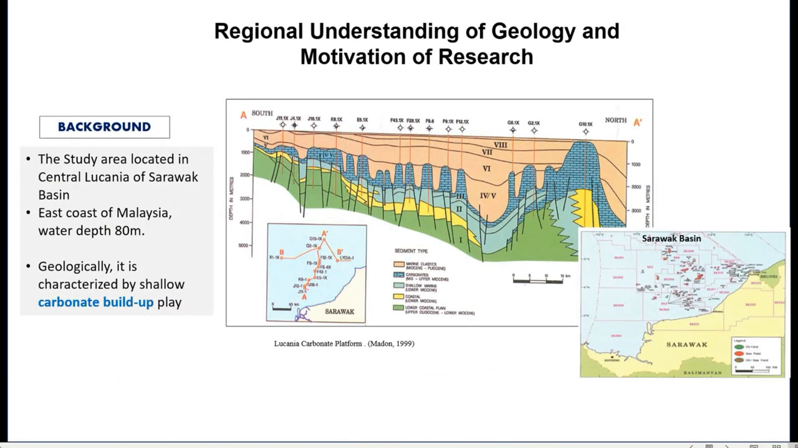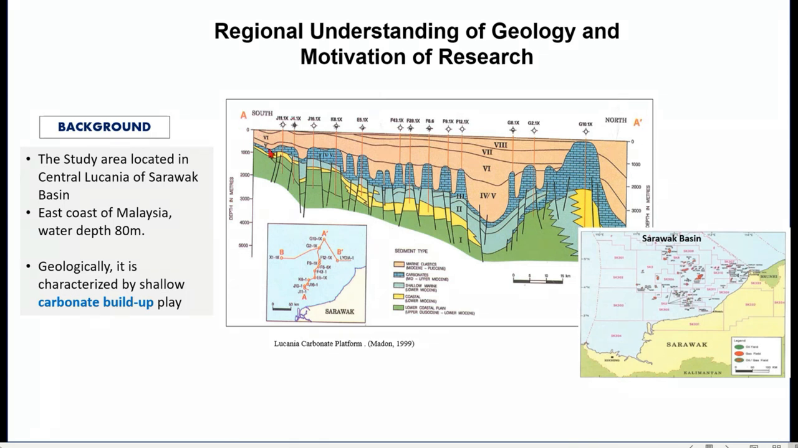Before I start my presentation, I would like to give an overview of this area. I'm working mostly in Malaysia. If you look at this map, this is part of Malaysia, and Sarawak is one of the states. This line is taken from this place. It's a regional line, from A dash to A.